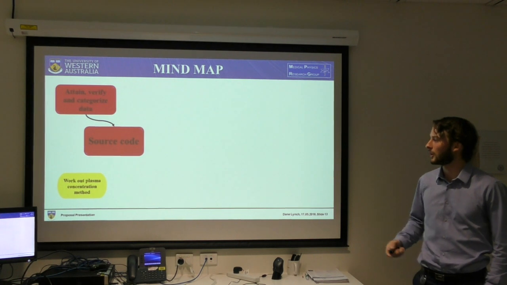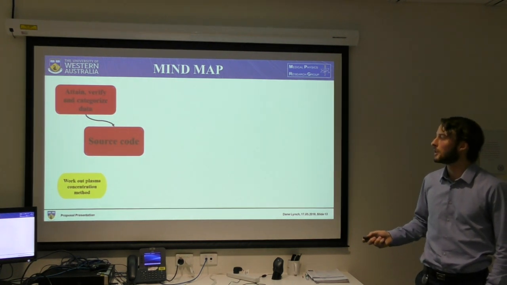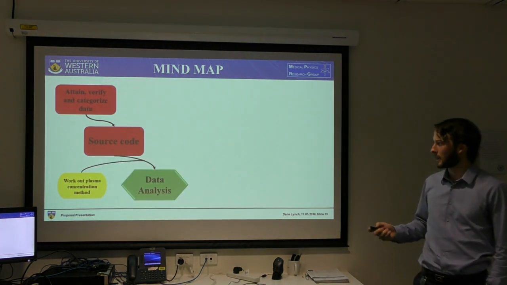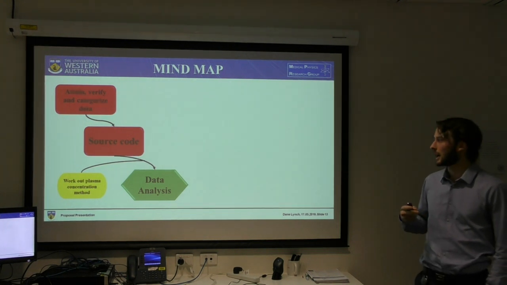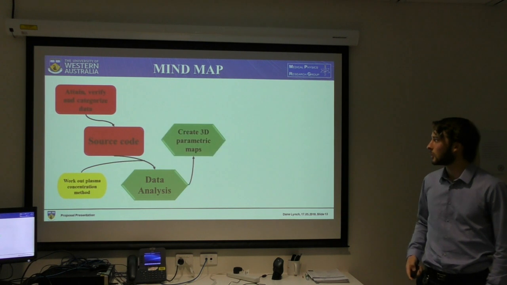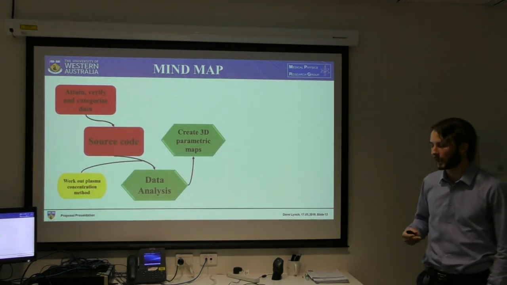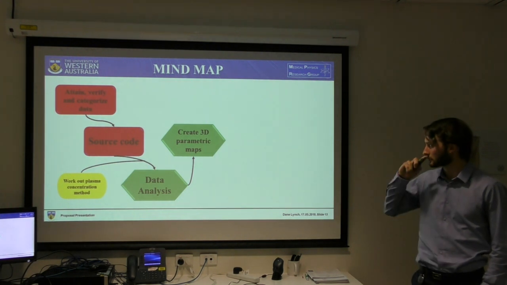So once I've got the code and I've worked out a method to find this artery or vein concentration, I can then carry out my data analysis, define these parameters, and particularly the uptake Ki value, which I can use to remap in 3D and to provide much more comprehensive images.